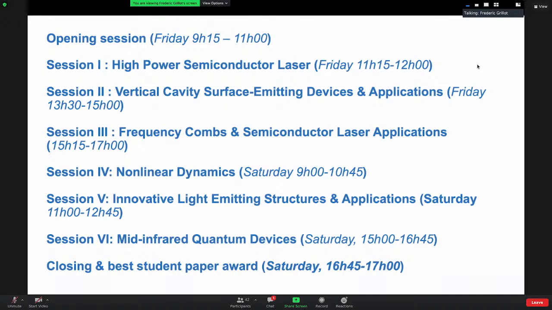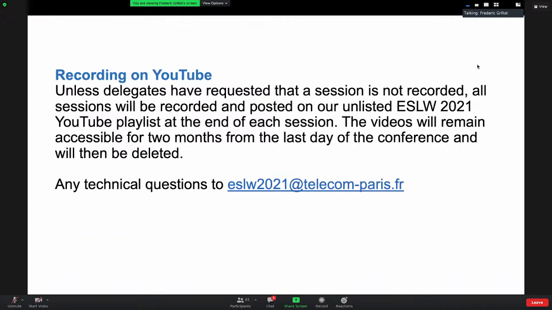Session 1 is on high power semiconductor lasers, session 2 on vertical cavity surface emitting devices and applications, session 3 on frequency combs and semiconductor laser applications, session 4 on nonlinear dynamics, session 5 on innovative laser structures and applications, and session 6, the last one, on mid-infrared quantum devices, before jumping to the closing session and to the prize for the student. Okay, so keep in mind that if you have any question, just feel free to email me using my address, or you can just use ESLW 2021.